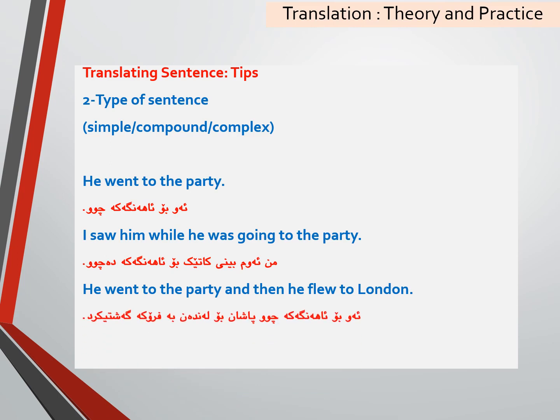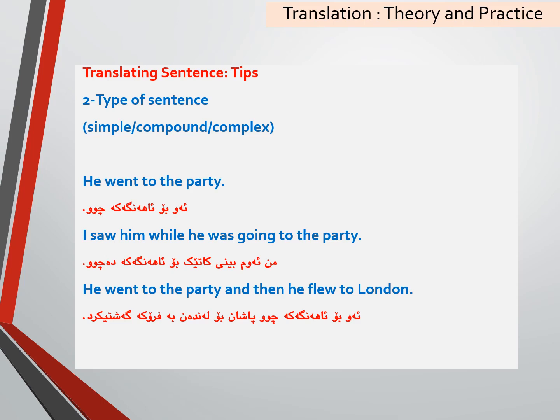A complex sentence usually consists of 2 complete sentences combined by a conjunction. He went to the party and then he flew to London. These are two sentences combined by and, but both sentences should have the same tense, so we have to be aware of the translation of the sentences. ئەو بۆ ئاهەنگەکە چوو پاشان بۆ لەندەن بە فڕۆکە گەشتی کرد.